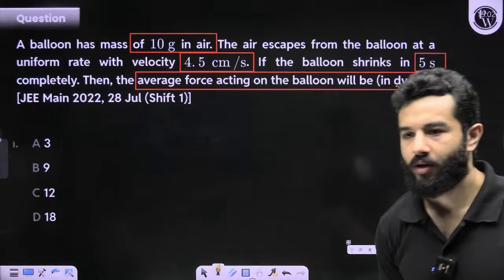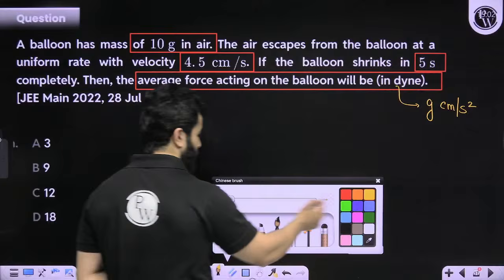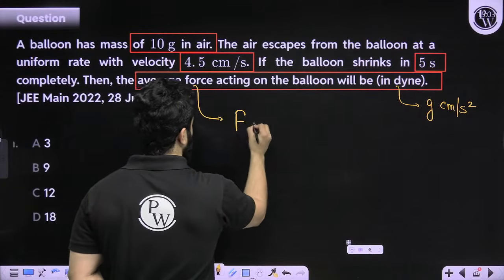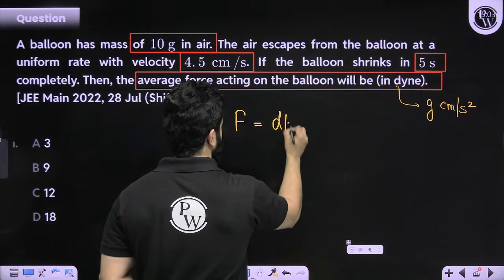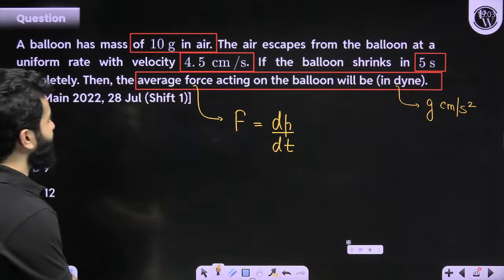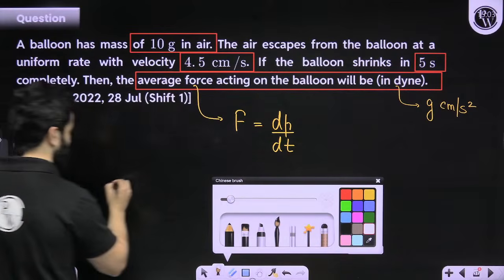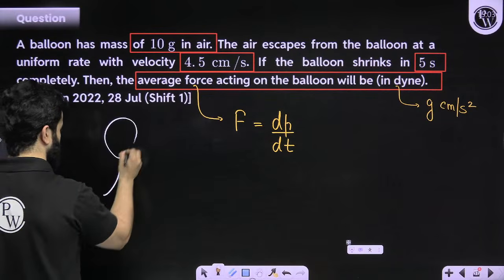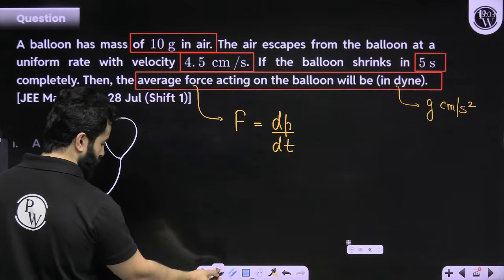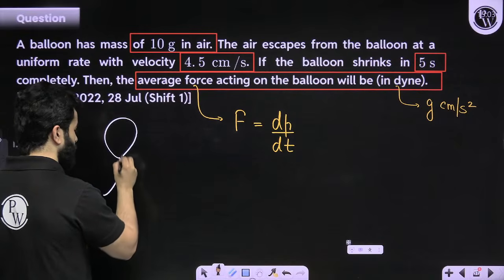Come on. You have to use, see, whenever they are going to talk about average force, please remember force will be written as dP by dt. And then they are saying that you have got a 10 gram balloon, something like this, and let's say that air is escaping from this balloon.